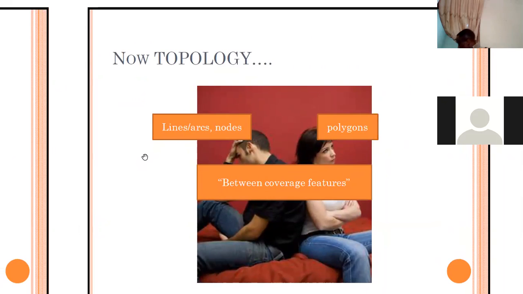Okay, so topology. What is topology? You can see the lady and the gentleman, they all seem to be quite frustrated, isn't it? I think they are in a relationship and probably it's not working. But that's not what I'm here for. I'm not going to talk about this relationship. This is not the type of thing we want to talk about.